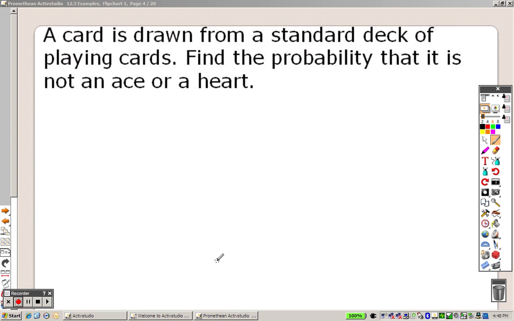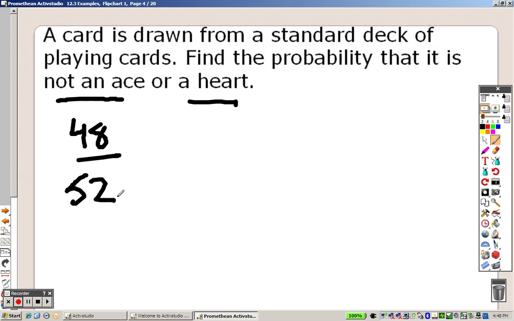Alright, we're continuing the intro to probability, and I'm going back to a problem from part 1 of the intro to probability in 12.3 that I bumbled through because I had a brain fart. This was the "not an ace or a heart" one. Well, not an ace, there are 48. I was right about that.